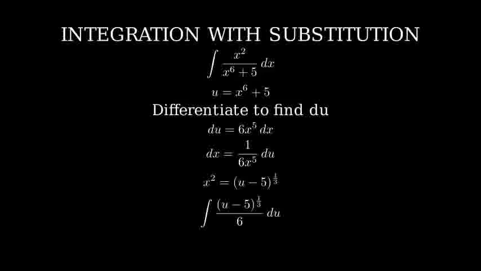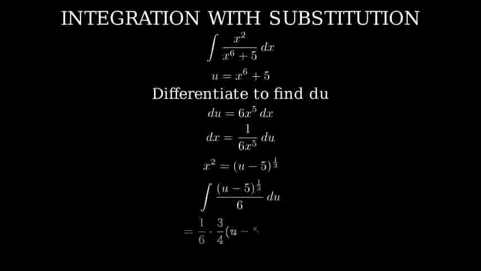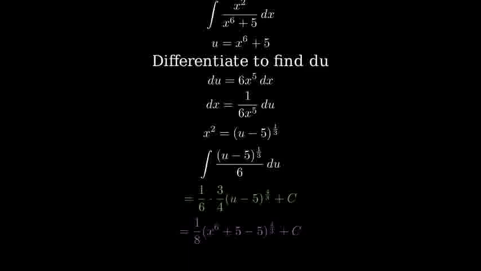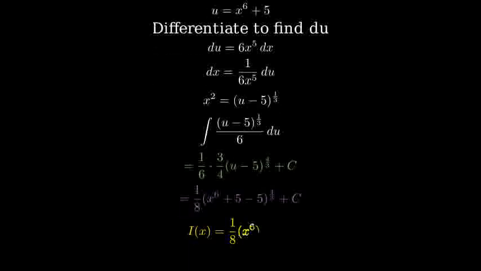6x to the fifth. We can express the integral only in terms of u. Now we can substitute completely in terms of u and du. The integral becomes the integral of (u minus 5) to the power of 1/3 divided by 6 times (u minus 5) du.